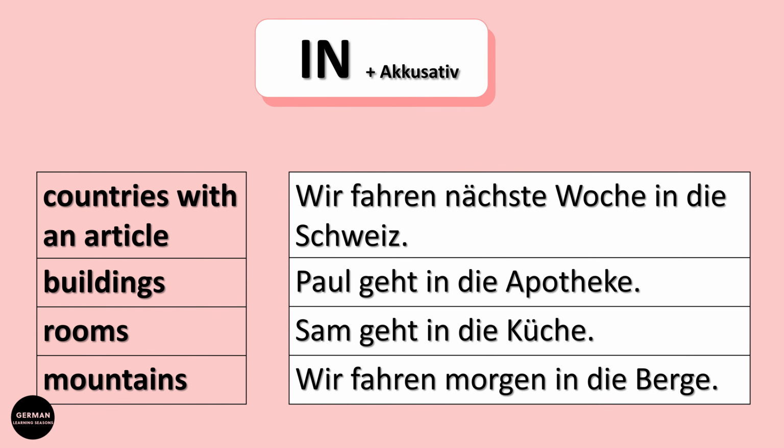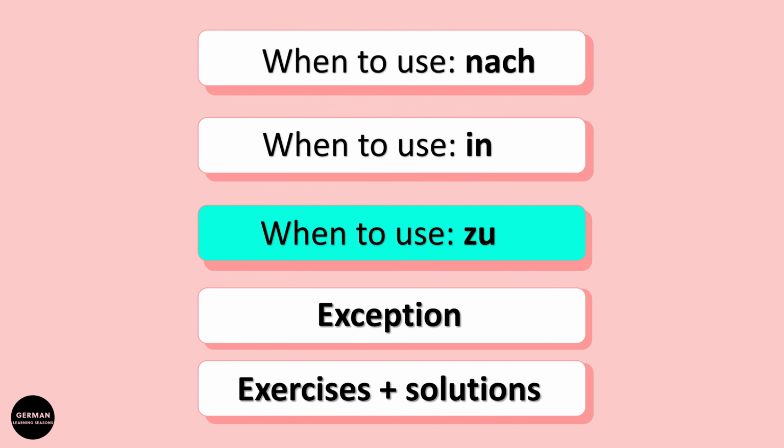And our last one for that one are mountains. For example, wir fahren morgen in die Berge. Means we are driving tomorrow to the mountains. So in die Berge means to the mountains. Alright, we carry on with our third part, when to use zu.